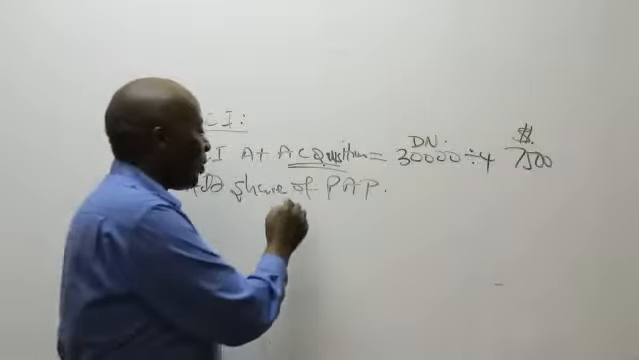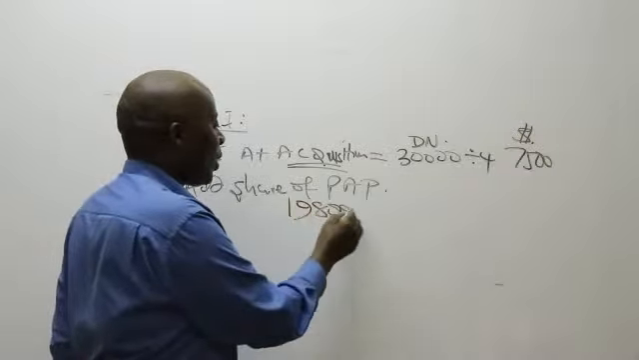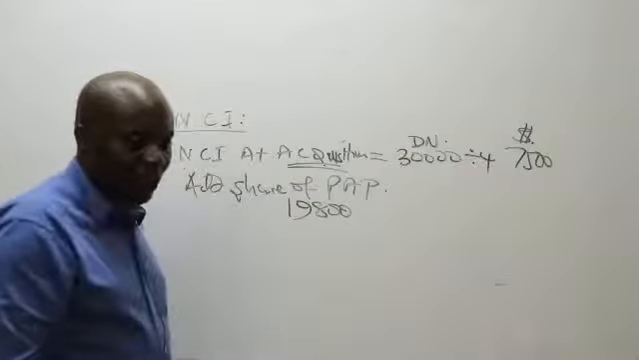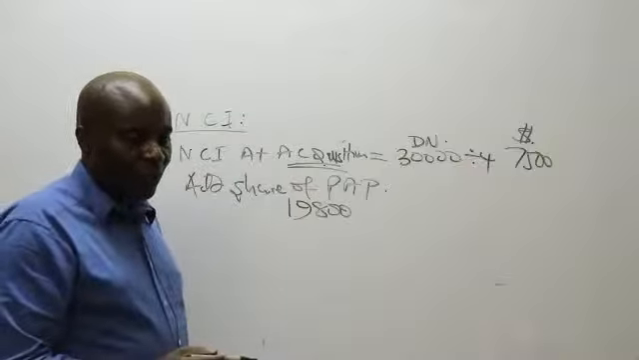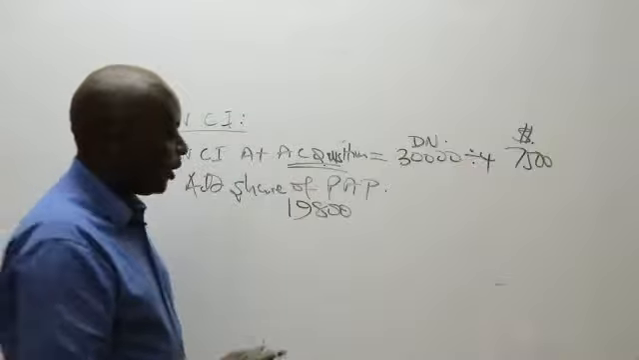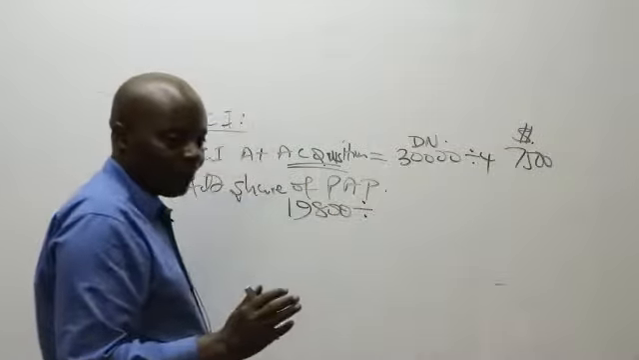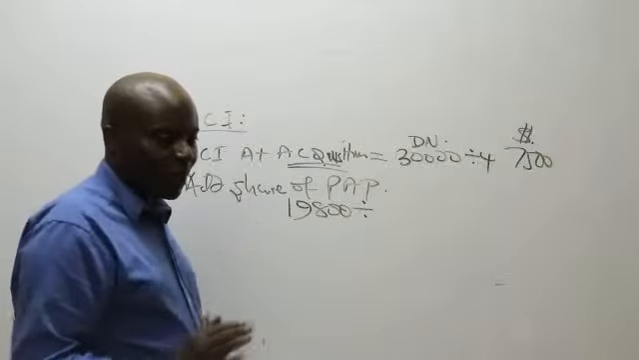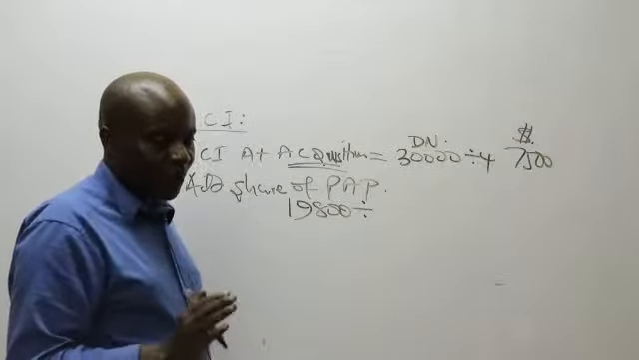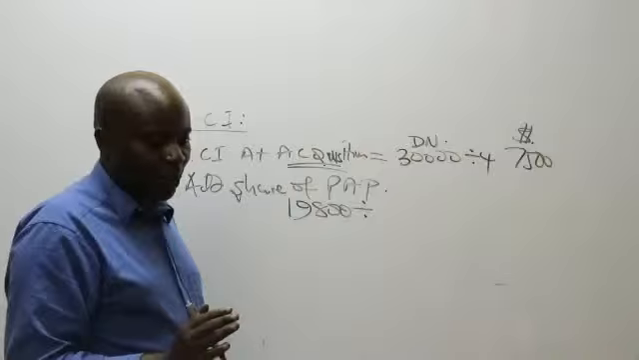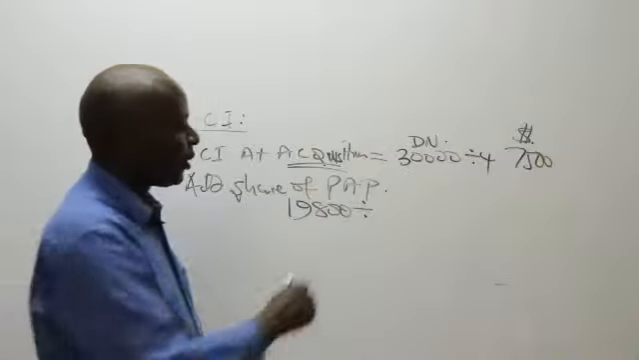19,800 ilikuwa in form of DN, sio ilikuwa in form of dollar. I think DN. So DN, no problem. Come and divide this by the average rate. What is the average rate? 3. So divided by 3.